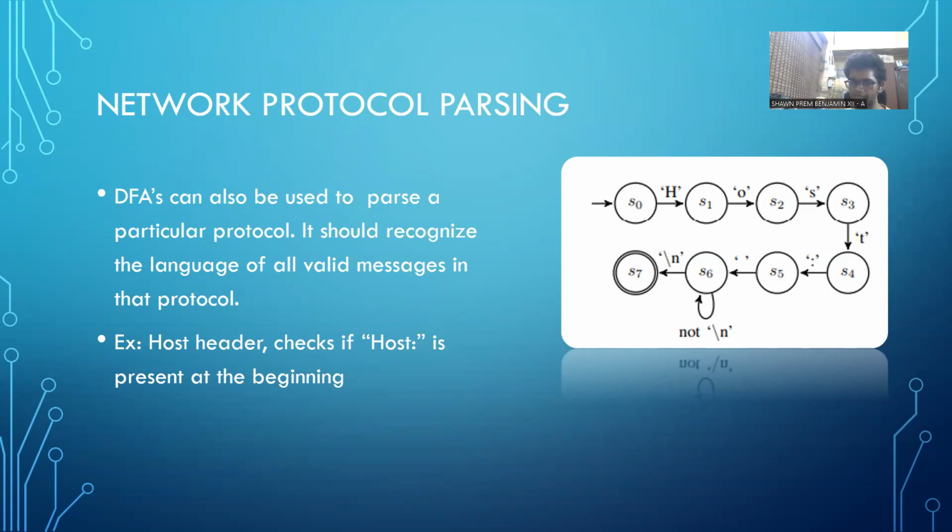On to network protocol parsing. Now let's say that your packet does go through your firewall. It will have to check what kind of protocols it is following, because we can't use HTTP in HTTPS, similar to that case. Assume this finite state machine over here. It is checking if there is host present at the beginning. Usually, every network protocol is placed at the beginning of the packet.